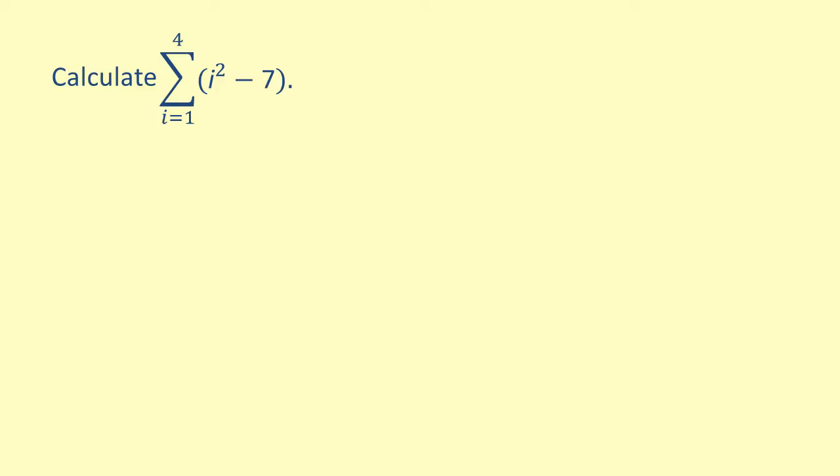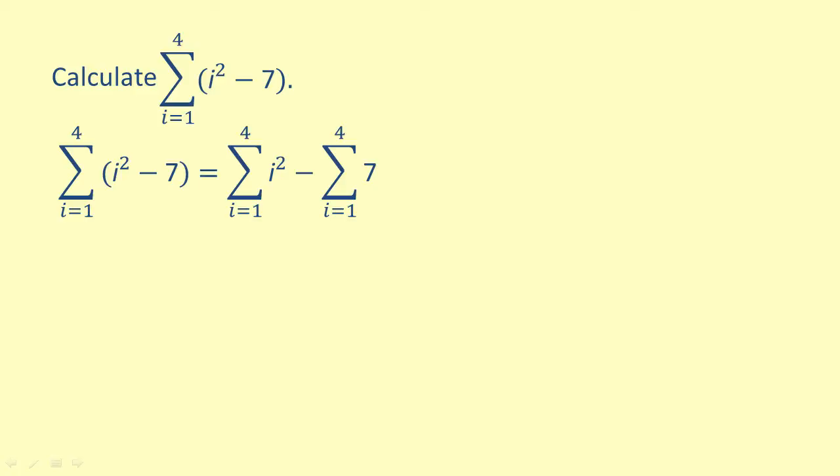Let's look at an example that involves properties of sigma notation. Here we have the sum of the quantity i squared minus 7 from i equals 1 to 4. Notice that this is the difference of two terms. Recall that the sum of a difference of two terms is equal to the difference of the sum of each term. So we can rewrite this expression as the sum of i squared from i equals 1 to 4 minus the sum of 7 from i equals 1 to 4.